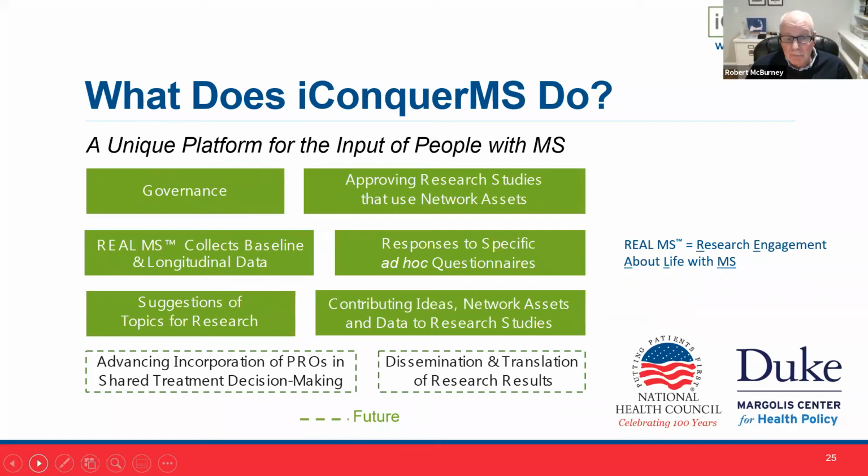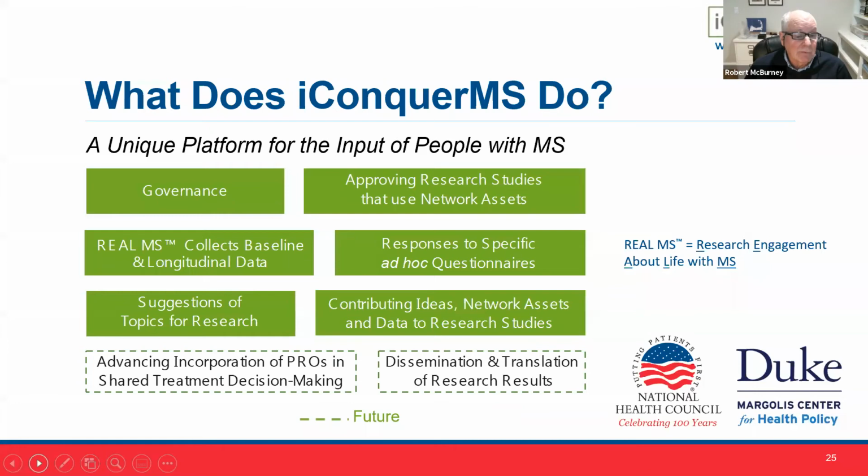There are a number of other things that the network does. You'll see there Real MS, which stands for Research Engagement About Life with MS, which is our major data collection activity. But in addition to collecting data in a regular and uniform way, we also work with academics, or out of our own initiation, to generate specific ad hoc questionnaires on particular topics, and the network members respond to that.